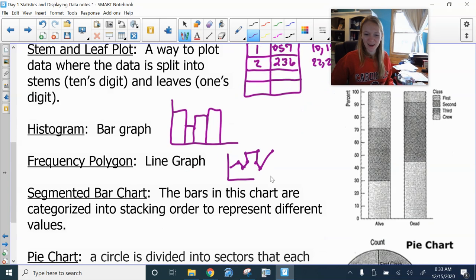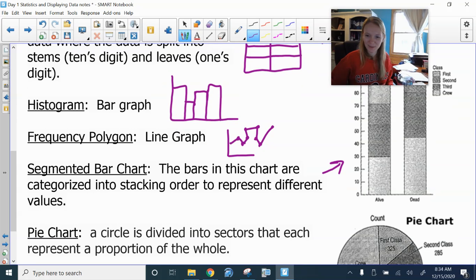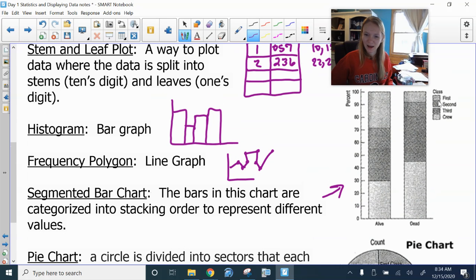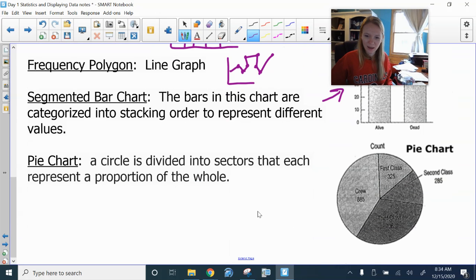A segmented bar chart is where you stack some data on top, where you're comparing a lot of the different things. Here again, this is dealing with the number of people alive versus the number of people dead, and the class of the ship that they were in, first class, second class, that kind of deal. So we'll talk about that in a second. And then finally, a pie chart. Hopefully you've read a pie chart before. Again, here, same statistical data: the number of people in the crew, the number of people in third class, second class, first class. This is just the total. It's not segmented into also alive versus dead. So pie charts can't distinguish as much information.